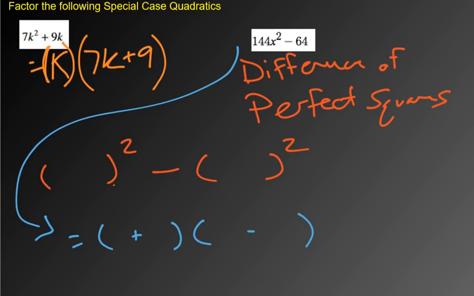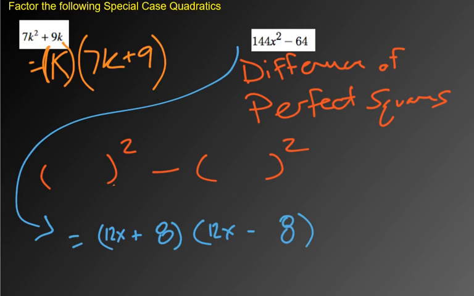And then what you're just going to put in the first spot is the square root of this number, or this expression, I should say. And then you're going to put in the second spot the square root of that. So you get 12x for that, 12x for that, and then you get 8 and 8.